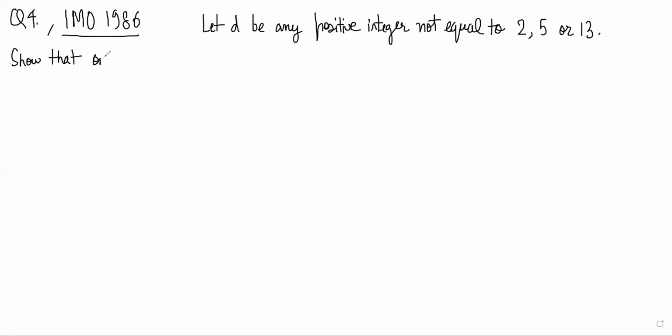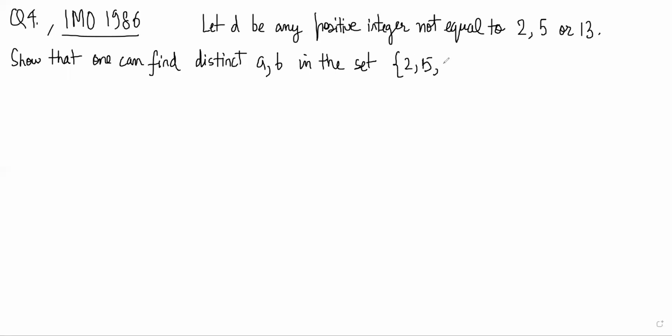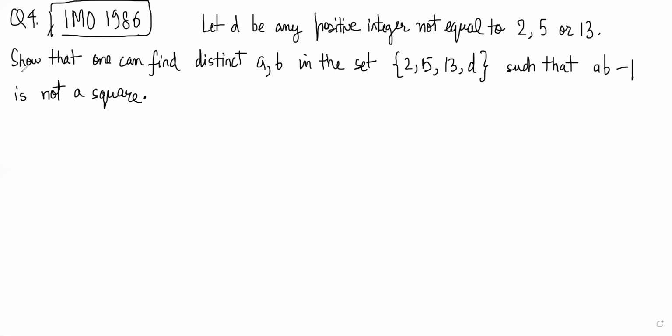one can find distinct a and b in the set 2, 5, 13, d such that ab minus 1 is not a square. Try to understand the question, what he's saying.